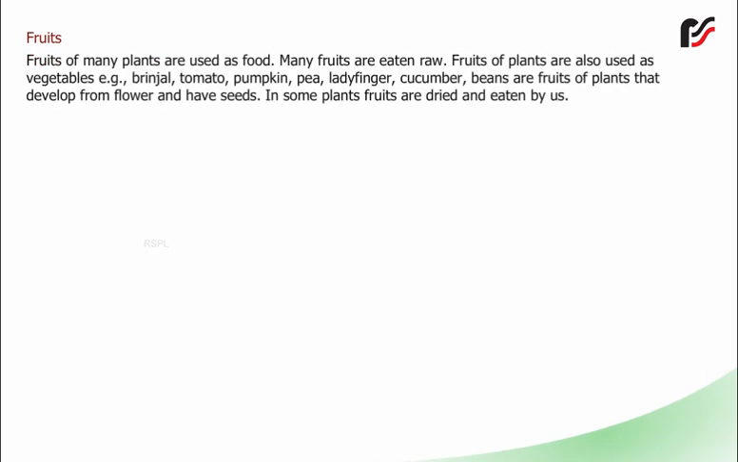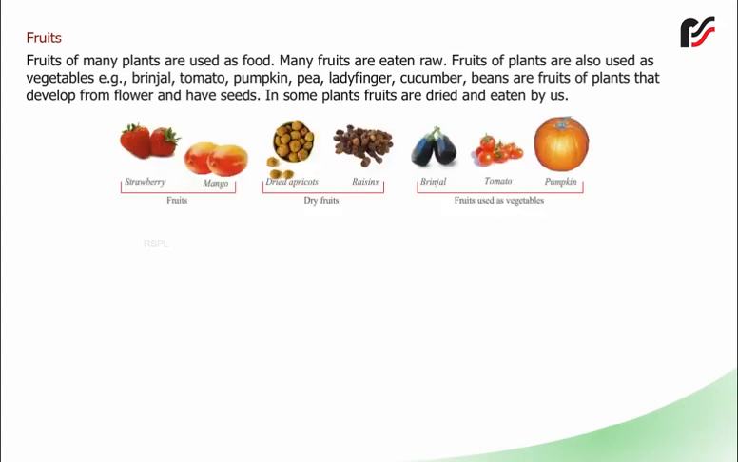Fruits. Fruits of many plants are used as food. Many fruits are eaten raw. Fruits of plants are also used as vegetables. Example, brinjal, tomato, pumpkin, pea, ladyfinger, cucumber, beans are fruits of plants that develop from flower and have seeds. In some plants, fruits are dried and eaten by us.